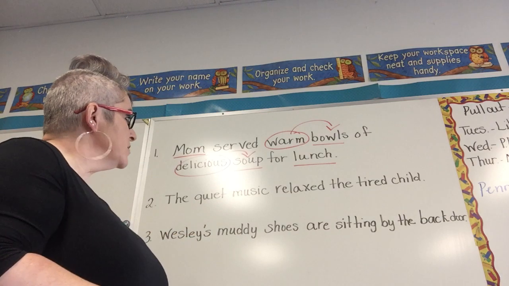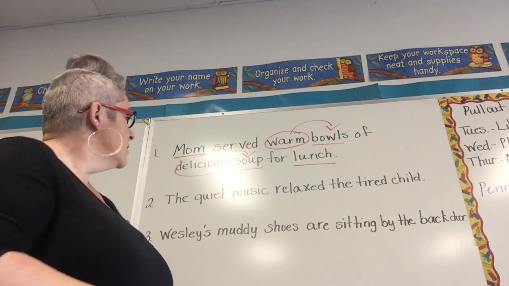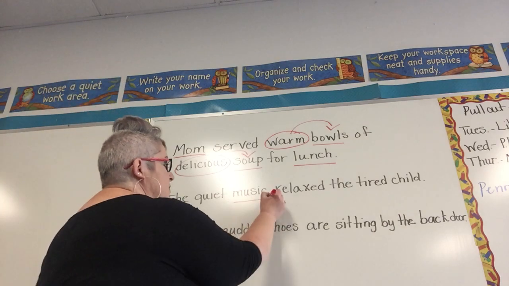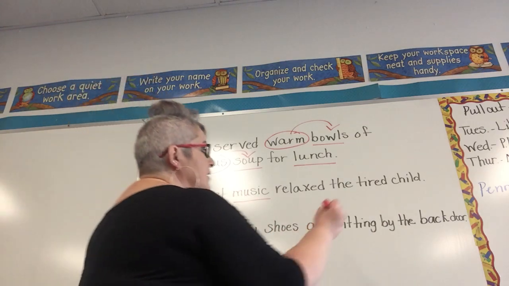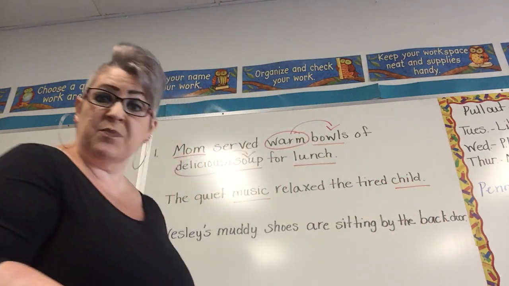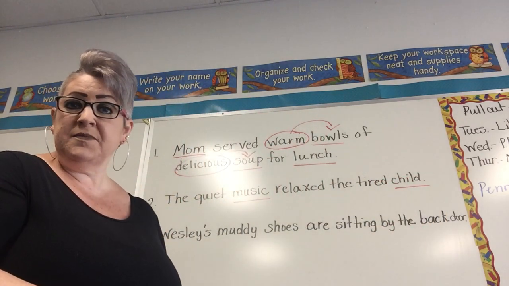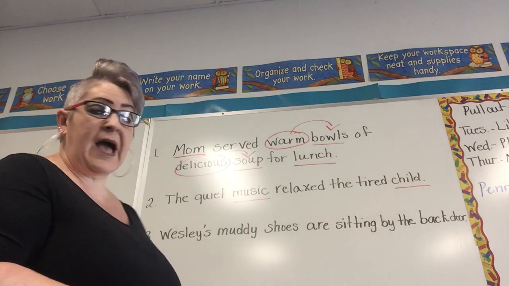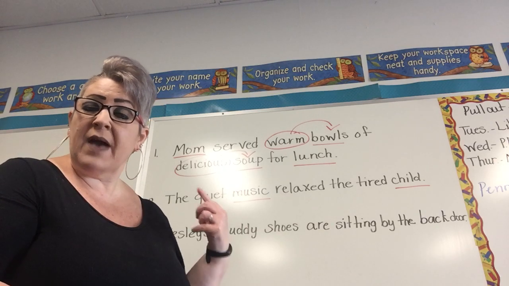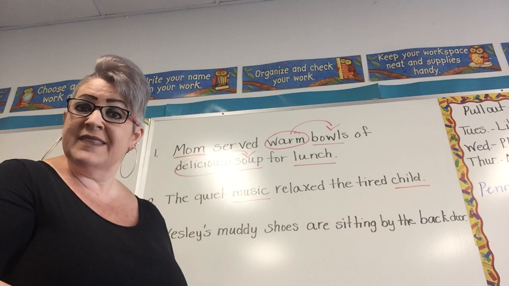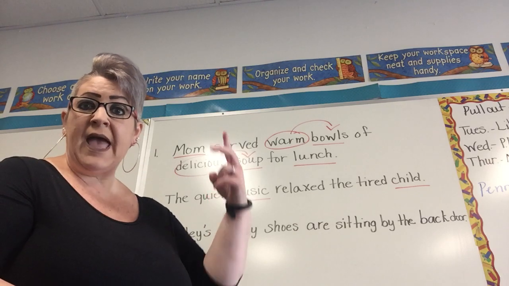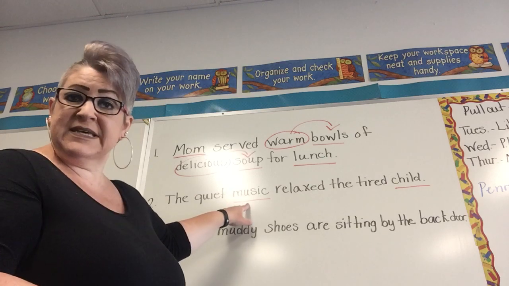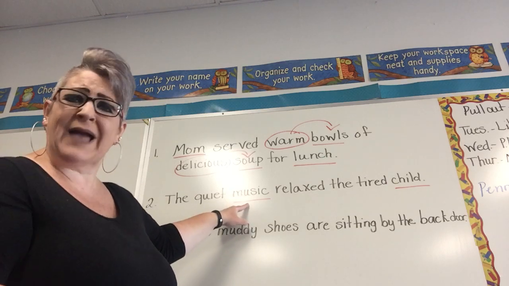Sentence 2, the quiet music relaxed the tired child. Well, let's find all the nouns first. The first noun I see is music because that is a thing, and child is a noun because that is a person. Now, we're going to find the adjectives that describe these. Oh, I remember something. If you think back a few weeks ago, boys and girls, we learned that the and a are adjectives. So, if music is a noun, I'm going to ask myself, well, what kind of music was it?